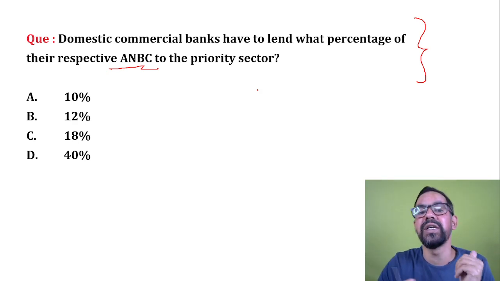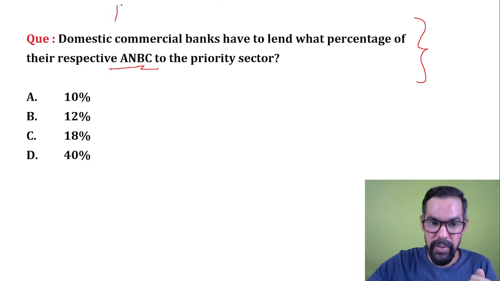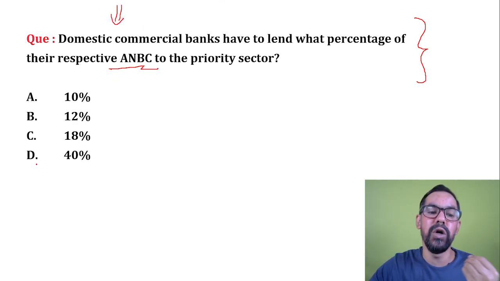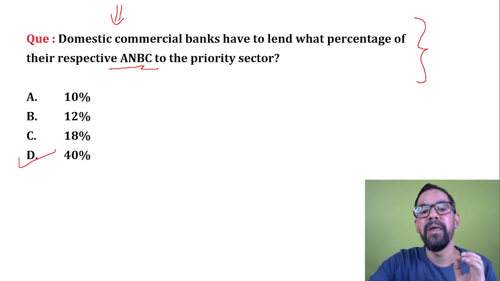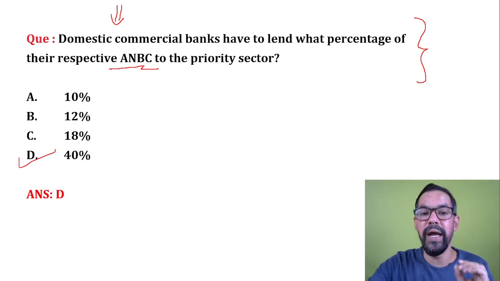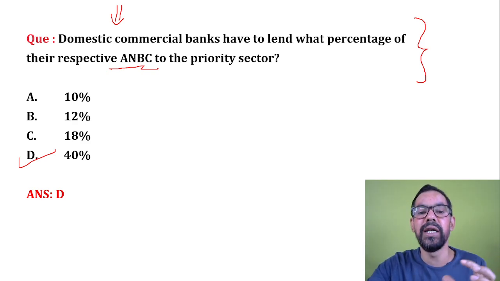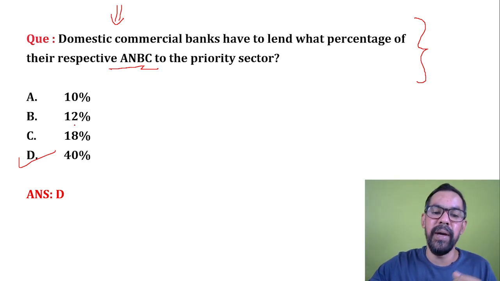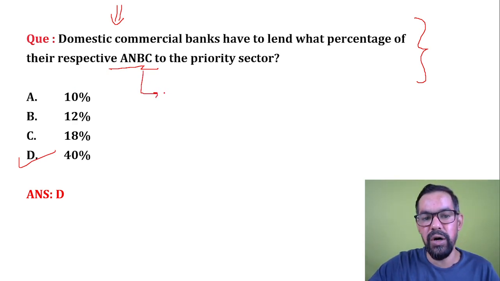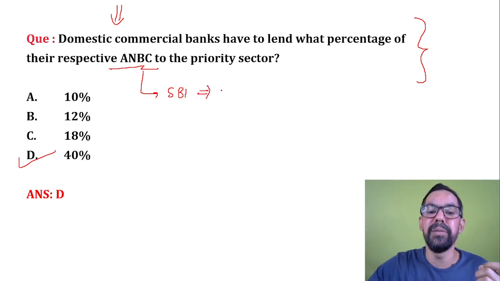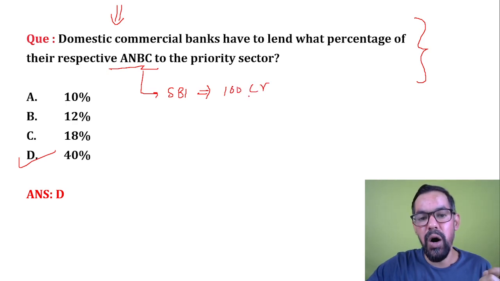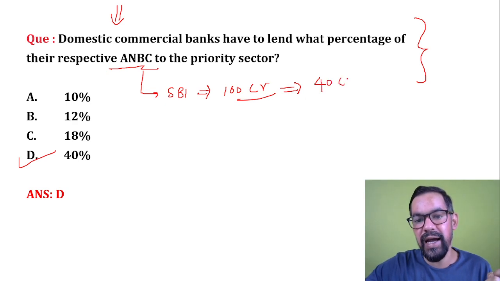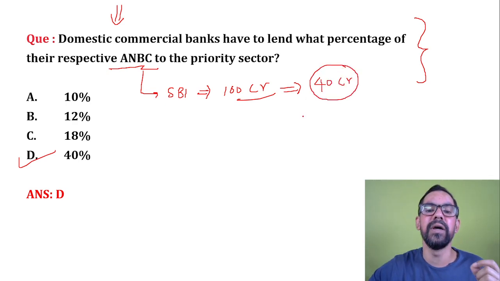Now the question is based on domestic commercial banks. They have to lend what percent? The correct answer is 40% of their total lending. Adjusted net bank credit is the total lending amount which remains in the hands of the bank. Let's say the ANBC of State Bank of India is 100 crore rupees. Out of this 100 crore rupees, State Bank of India has to lend 40 crore rupees to the priority sector.